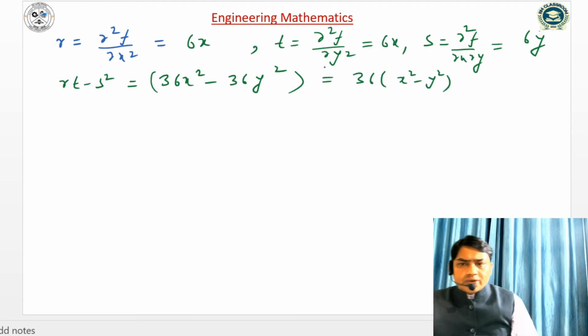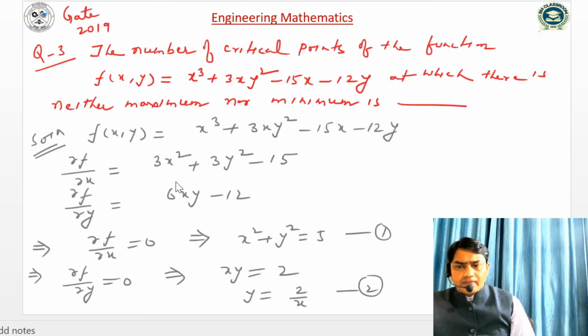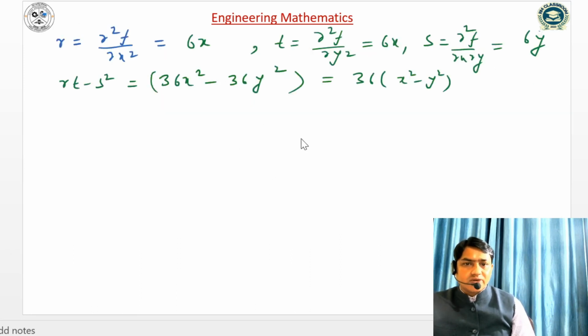I'm not going to compute the value of r because we have to check just at what values of x and y the value of rt minus s square is less than 0. We have to find the number of critical points where the function attains neither maxima nor minima, because the point at which rt minus s square is less than 0 is the point where the function attains neither maxima nor minima.